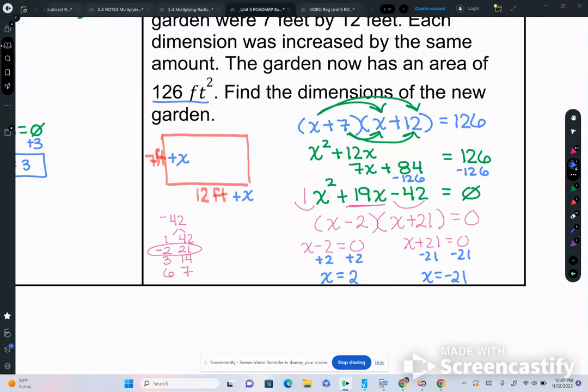Again, the question is asking us to find the dimensions of the new garden. So I want to know what the length and the width are of the new garden. And again, I can't have x being negative because negative 21 plus 7 is a negative length. And so this one doesn't work.